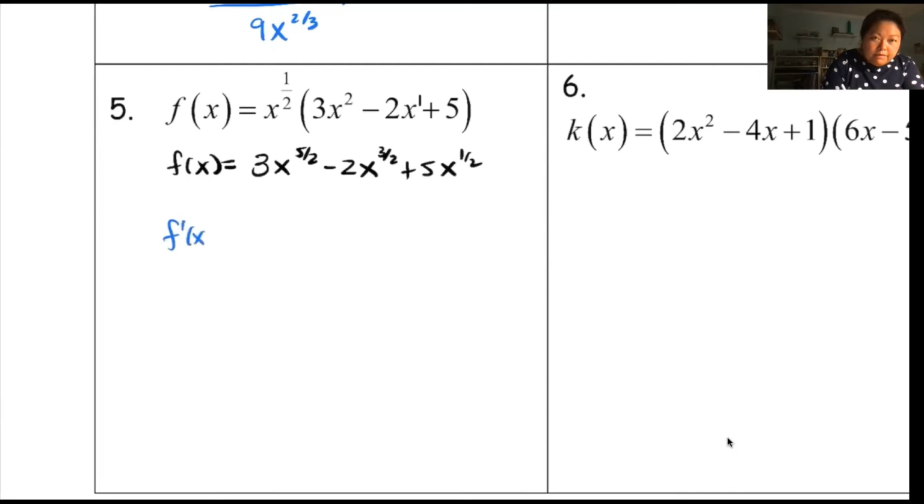So f prime of x equals, go ahead and multiply 3 times 5/2. Don't forget you just multiply the numerators, so that's a rule of multiplying fractions. Subtract 1 from 5/2, so this is 3/2, minus 2 times 3/2, that gives us 3, x to the 1/2, and then plus 5/2, x to the negative 1/2.